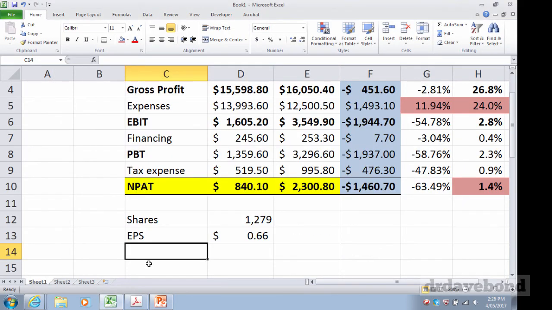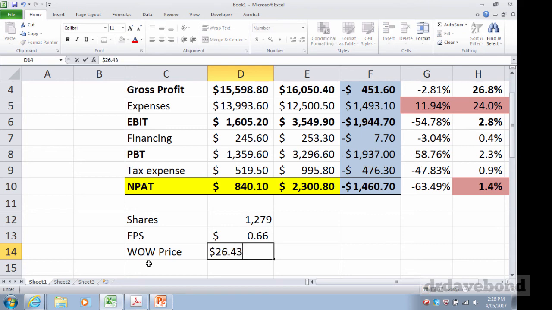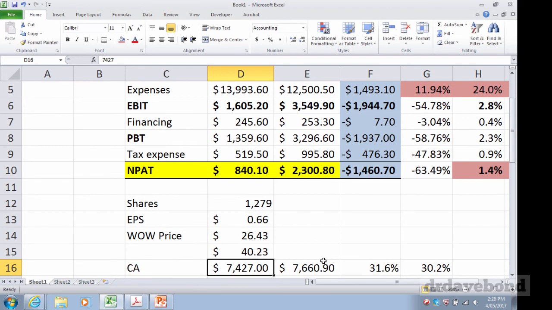Did someone find out what Woolies' price is? $26.43. So their current price is $26.43. Currently, the market is paying $26.43 per share, and in 2016 they made 66 cents per share. So if we take price divided by earnings, we end up with a PE ratio of above 40. So the market seems to be quite excited by Woolies. Now, why that happens to be, from what we're talking about here, we don't know, but it gives you something to go on.